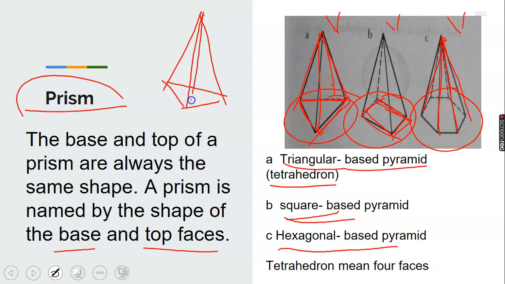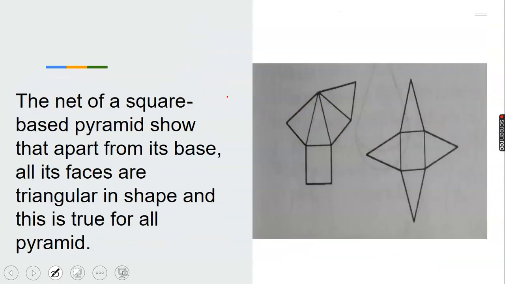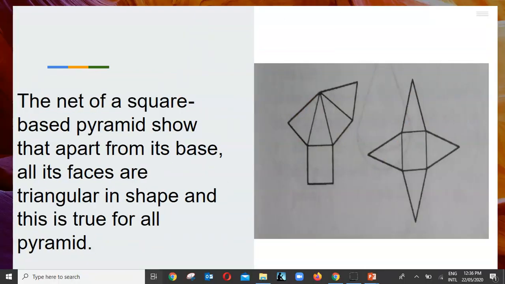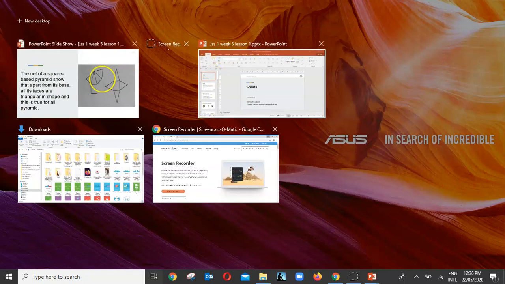This is one face. This is second face. This third face is at the back, while the face at the base is called tetrahedron. That is prism. Now, how do we get the net out?